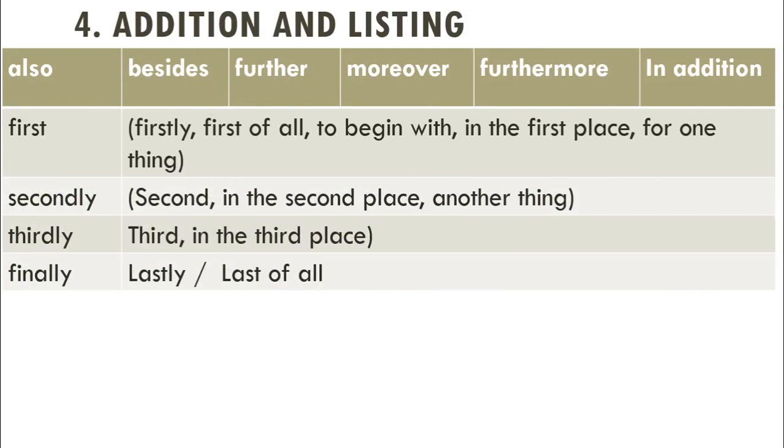Also, besides, further, moreover, furthermore, in addition. First, to mean first, we use firstly, first of all, to begin with, in the first place, for one thing. Secondly, second, in the second place, or another thing. Thirdly, third, in the third place. Finally, lastly, last of all. We use this type of connectors to mean addition and listing.